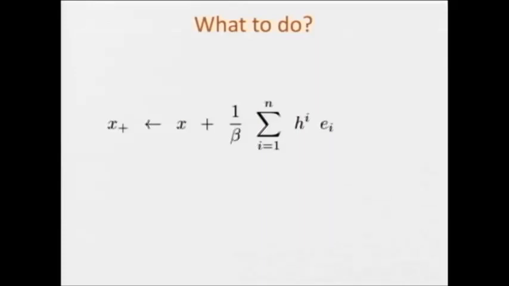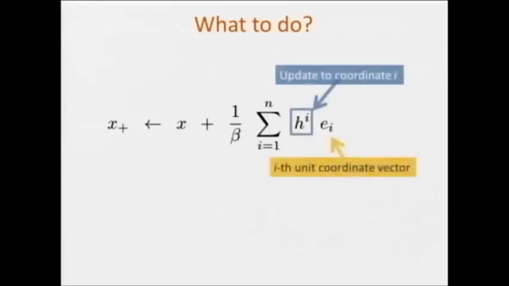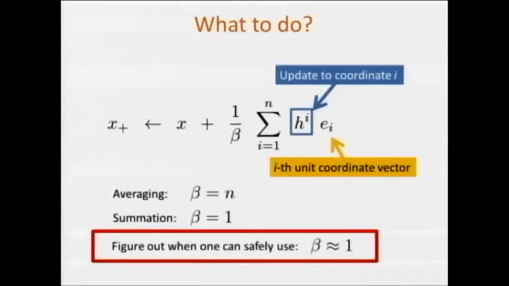So this is the algorithm. In the smooth case, for simplicity, you'll see later on how that generalizes a little bit. So you have current iterate, next iterate, you sum all of these updates up, and beta = 1, that's the summation, beta = n is averaging, and what you want is beta somehow close to 1. Maybe not 1, maybe 0.1 or something like this, but certainly not n. n is bad.